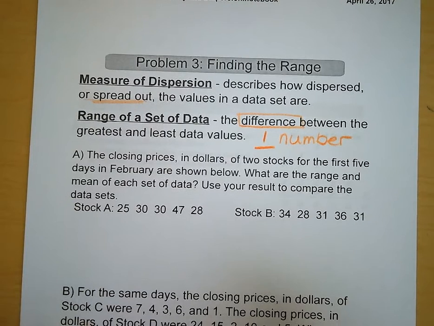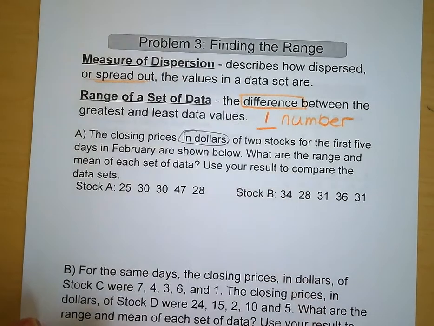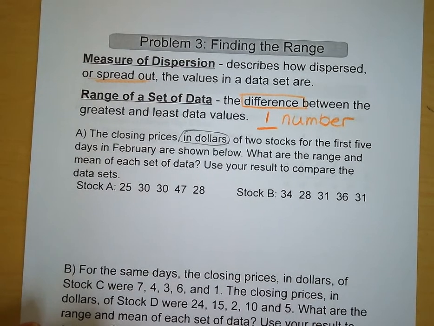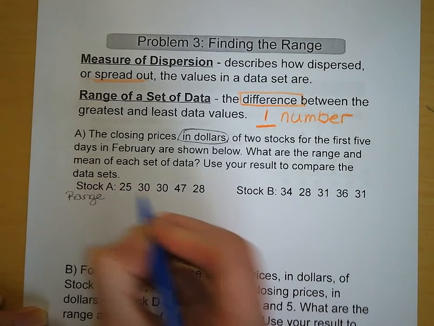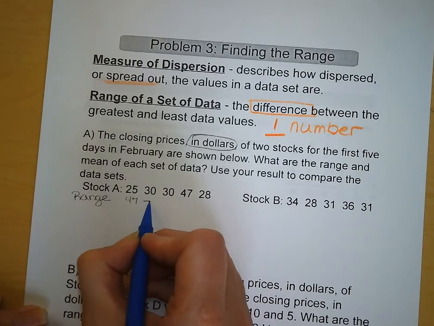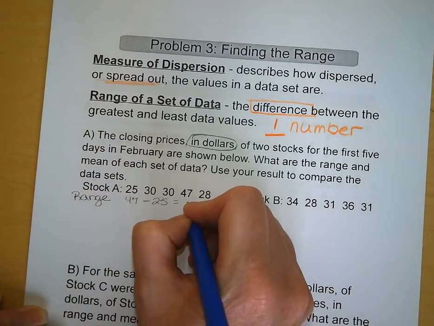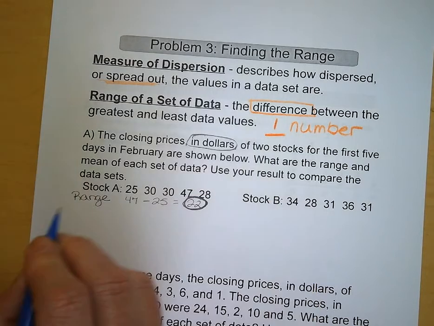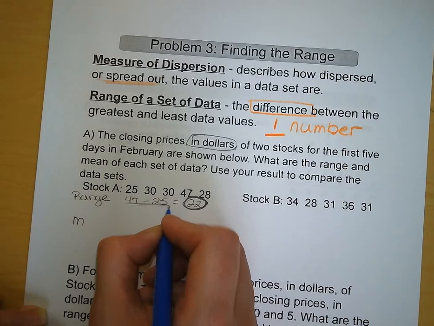All right, so we've got the closing prices in dollars of 2 stocks for the first 5 days in February. We want to know the range and the mean of the data set, and we're going to use these results to compare them. So our highest data point in stock A is 47. Our lowest data point is 25. 47 minus 25 is 22. Okay, so our range is 22. Our mean... This is not the range. Nope. You do the subtraction.